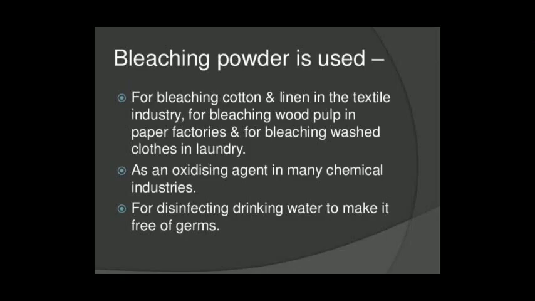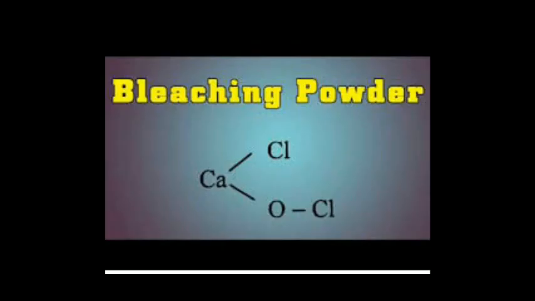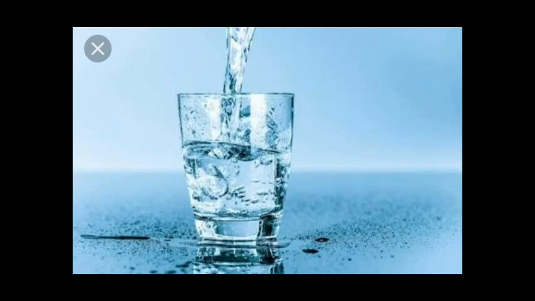Bleaching powder is also used for disinfecting drinking water to make it free of germs. As bleaching powder contains chlorine, which we learned in the previous videos is a disinfectant that kills the germs, with the help of bleaching powder we can make the water potable.